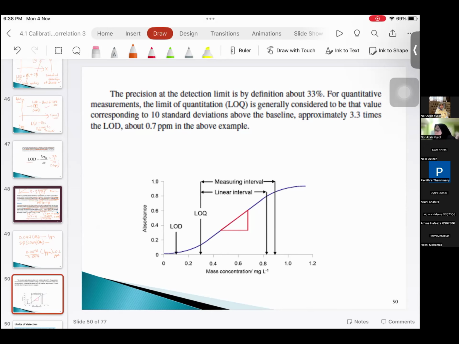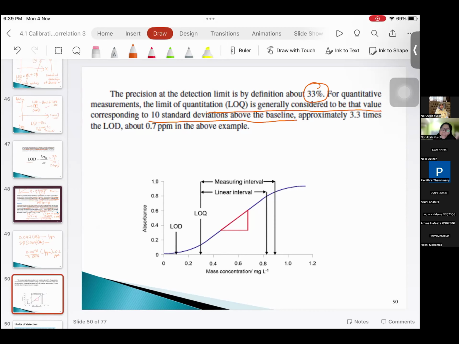Right. So now we also have LOQ. The precision at the detection limit is by definition 33%, but for quantitative measurements, the LOQ is generally considered to be the value 10 times standard deviation above the baseline, so approximately 3.3 times the LOD. So LOQ is a bit high.